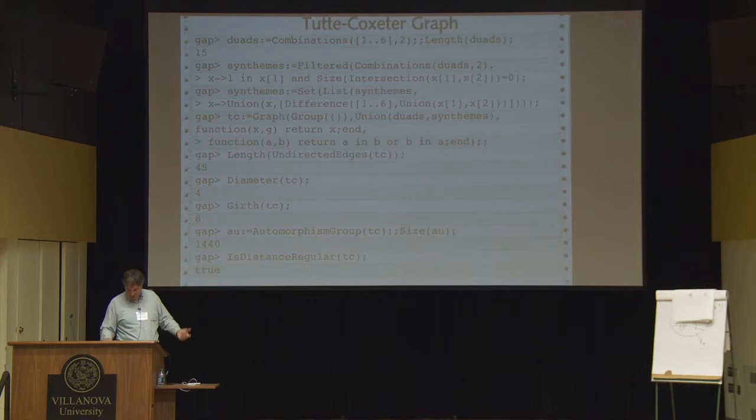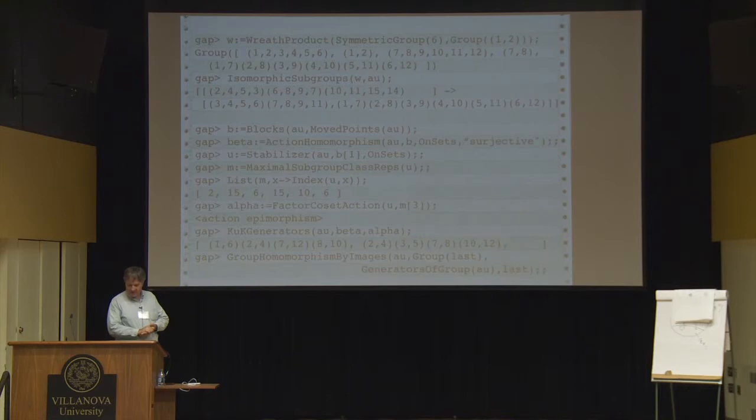I can ask how many edges it has, what's the diameter, girth. I can ask for the automorphism group. It's a distance regular graph, very nice. And as a group theorist, of course, I'm interested in what this automorphism group is. And here is a not particularly nicely symmetrized picture of the graph in case anyone is interested. So this group is of order twice 720, or four times the order of A6.